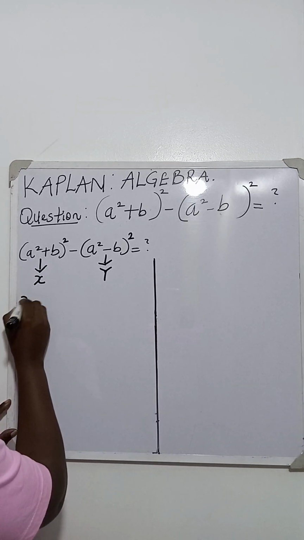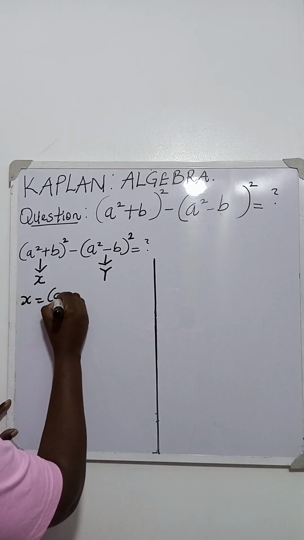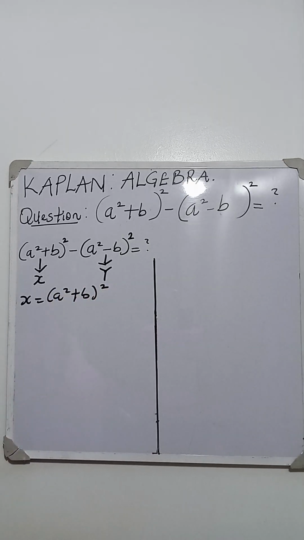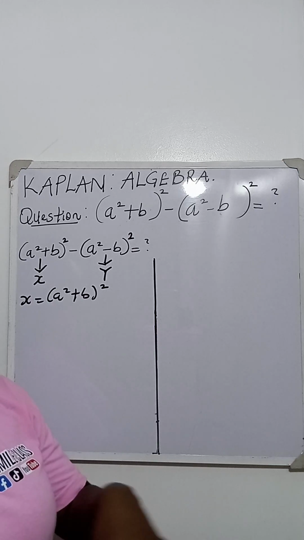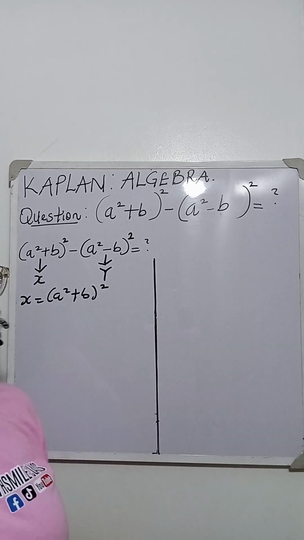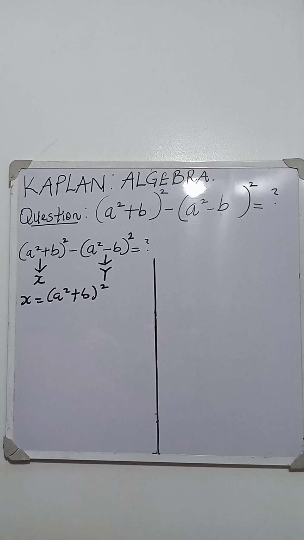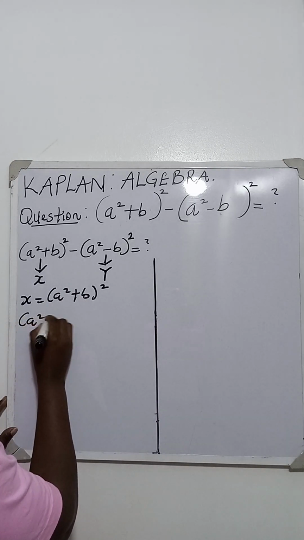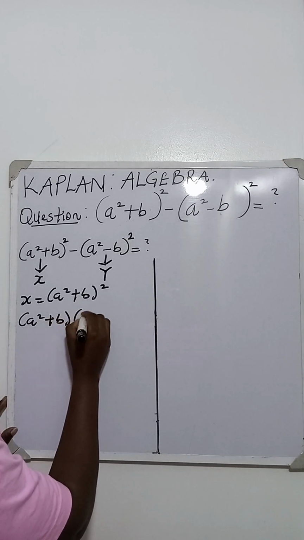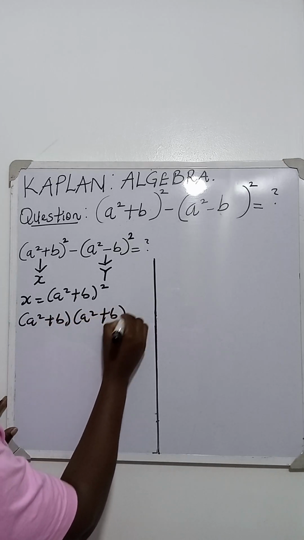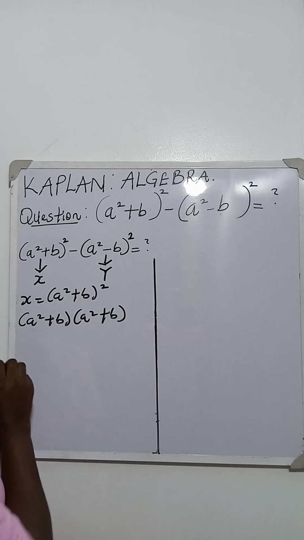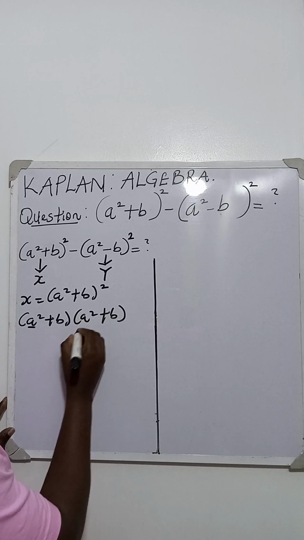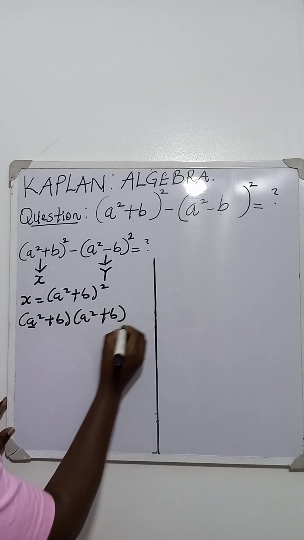So, since we know x to be equal to a squared plus b, all squared, the next thing we need to do is to expand and multiply the expression for the first half. So let's do that. Expanding this, we have a squared plus b, a squared plus b. So we are going to be multiplying, using a squared to multiply everything in this bracket.